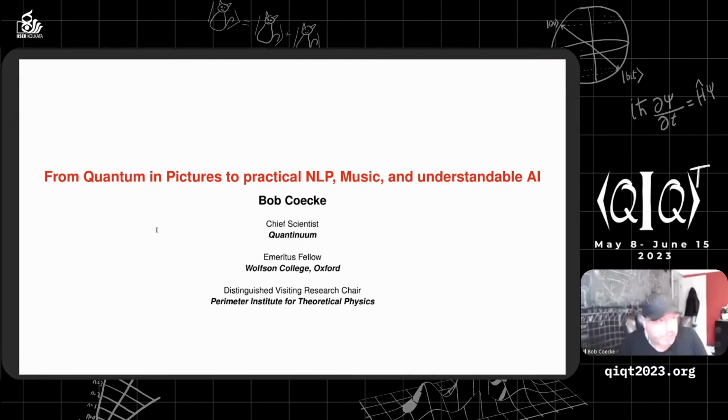So yes, my name is Bob. I'm the chief scientist at quantum computing company Quantinuum, who are actually going to make a very big announcement later in the afternoon today. I'm an emeritus fellow at Wilson College. They effectively organized a retirement party for me, so that was very interesting. And I'm distinguished visiting research chair at Perimeter Institute. So that's my second affiliation.